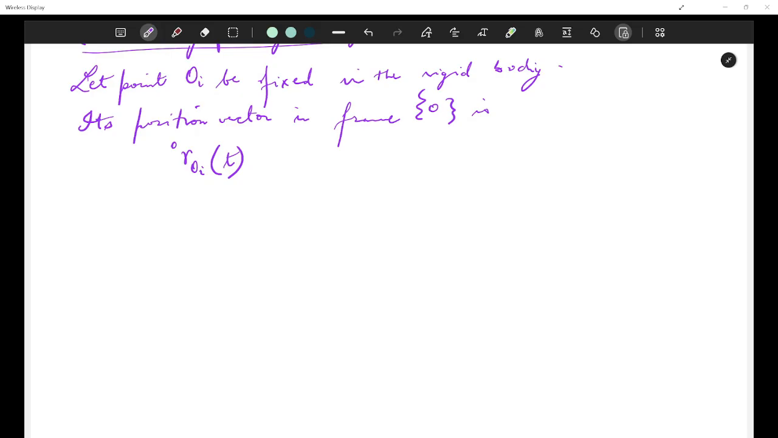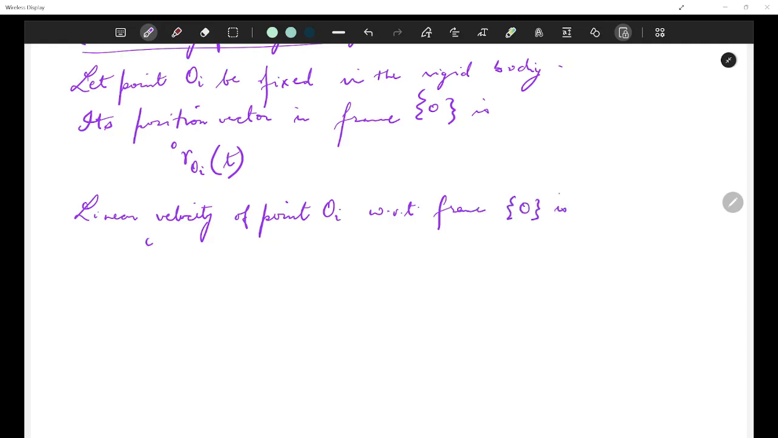Okay, so let's move forward. How do we define linear velocity? The linear velocity of point O_i with respect to frame 0 is ⁰v_Oi, which is the derivative of the position, so it would be d/dt of ⁰r_Oi.